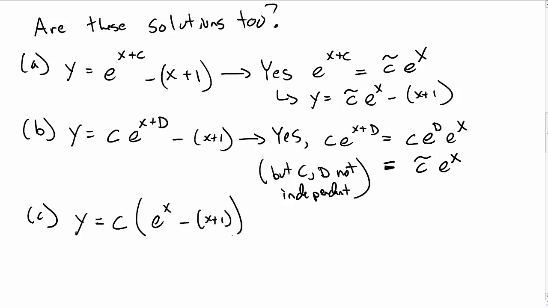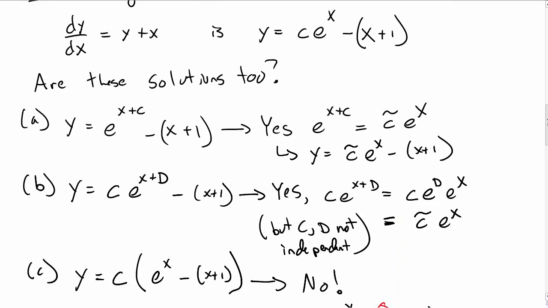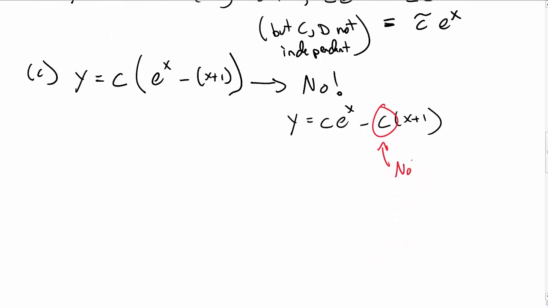How about c times the quantity e^x - x - 1? This actually is not a solution, which is easy to see by distributing the c through. Now you have a c multiplying the -x - 1 term. In our general solution above, we didn't. And so actually, if you plug this in, this isn't even a solution.